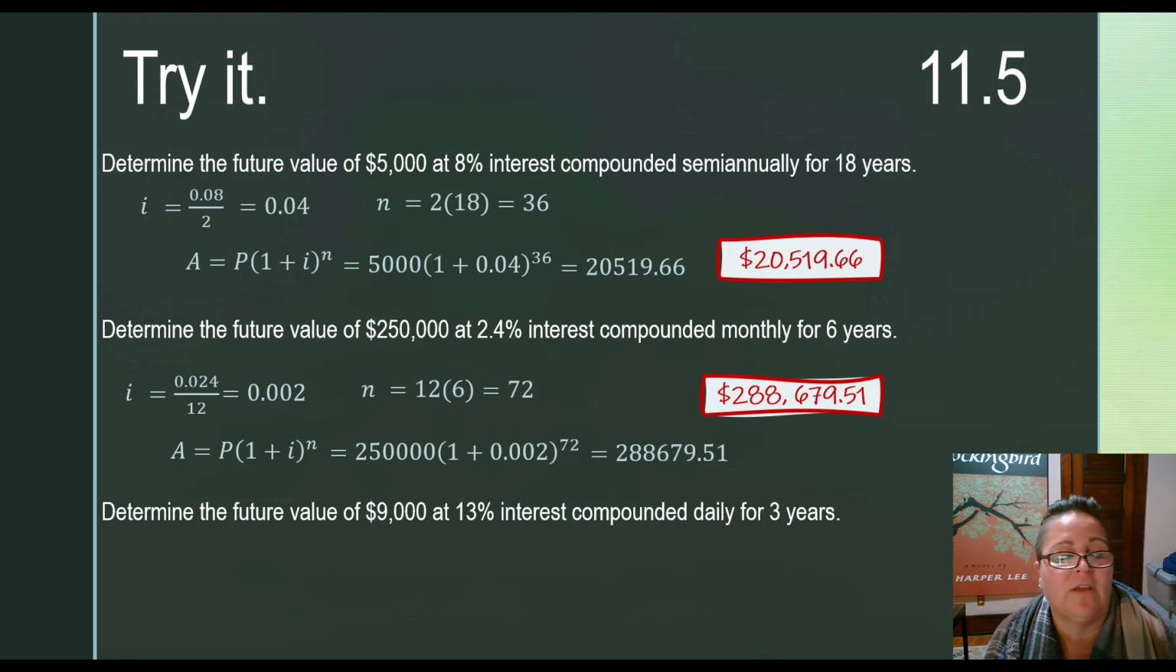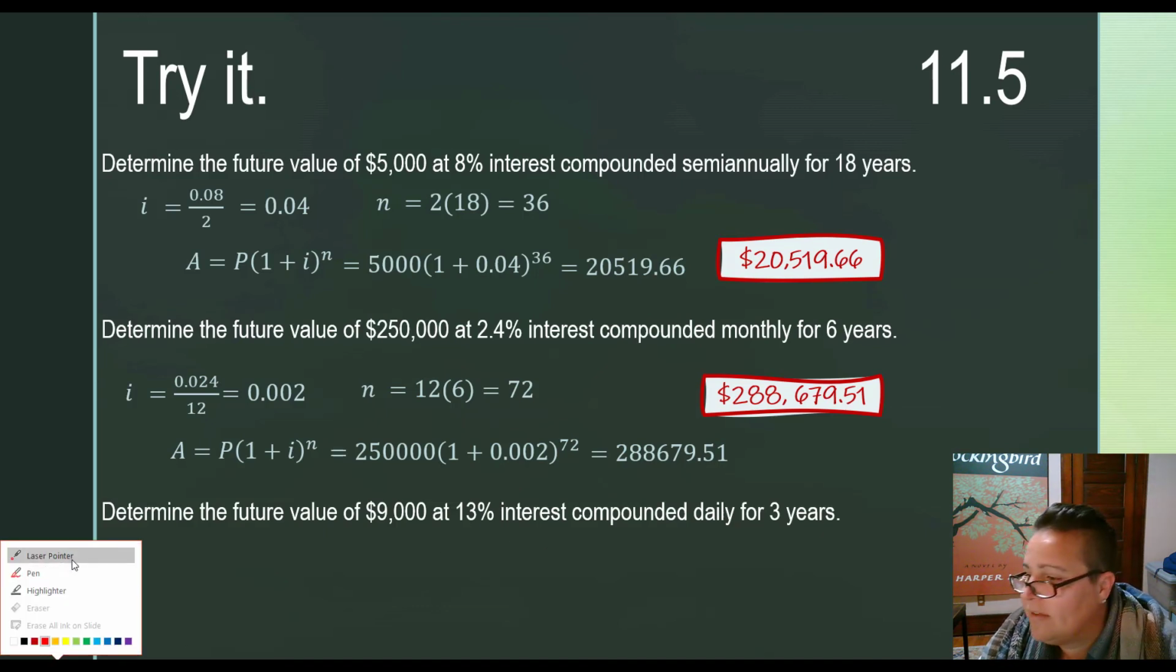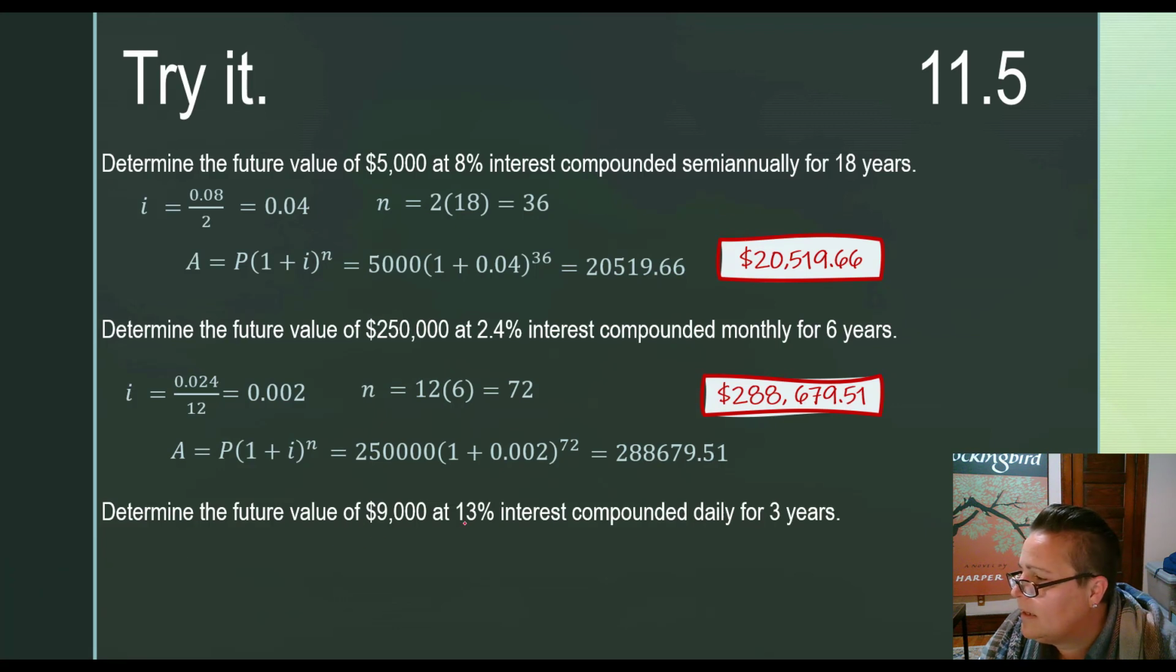Lastly, we have the future value of $9,000 at 13% interest compounded daily for 3 years. Okay, we're going to get a huge number here because 13%. No, that should be 1.3% interest. Hold on. Let me fix that. We're going to put a decimal point there, and then I'm going to fix it later. Pen, decimal point, 1.3% interest. Why? Because nobody gets 13%. Nobody. All right, done.